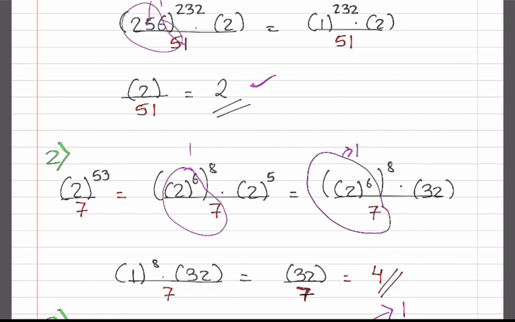How is this 32 left here? 6 8s are 48, right? I just divide this by 6. 6 8s are 48, so I get 8 here. 8 into 6 is 48, and I am left with 5 here. That's why 32 here.